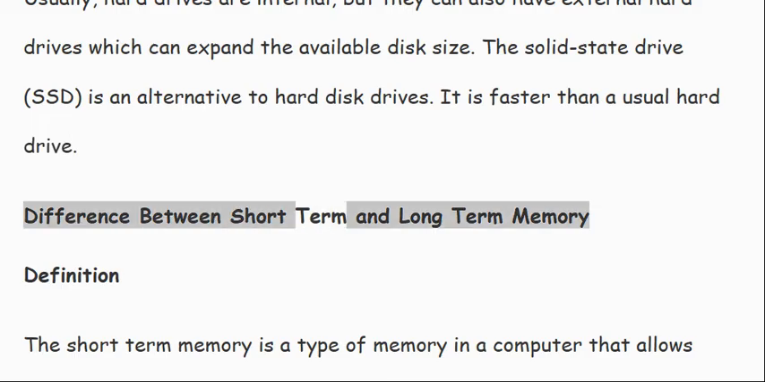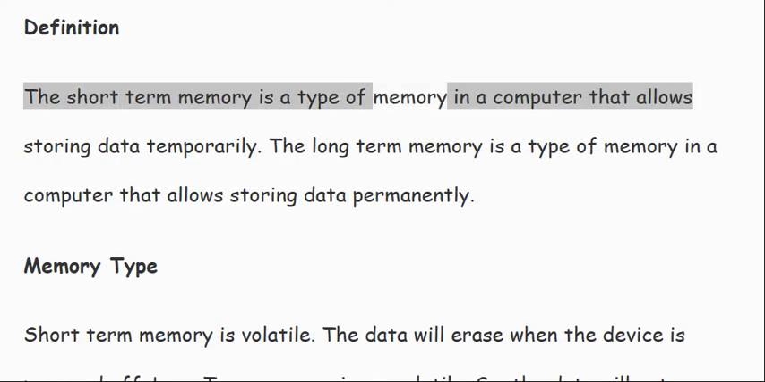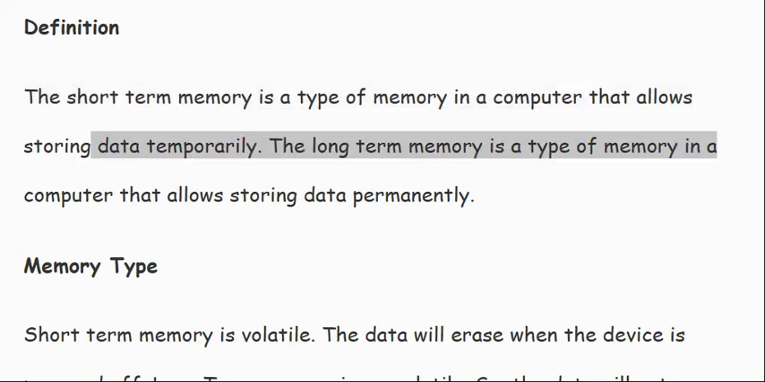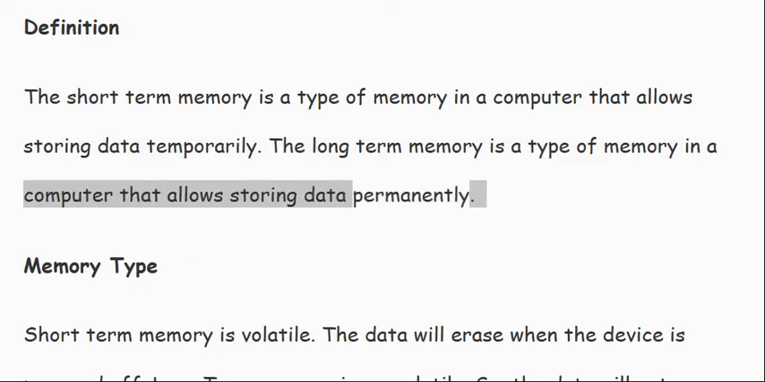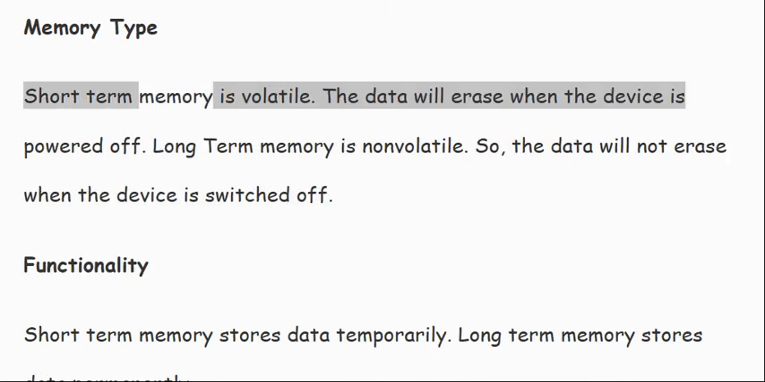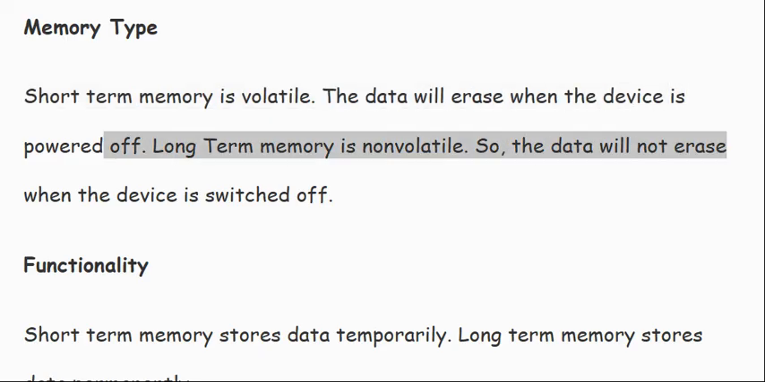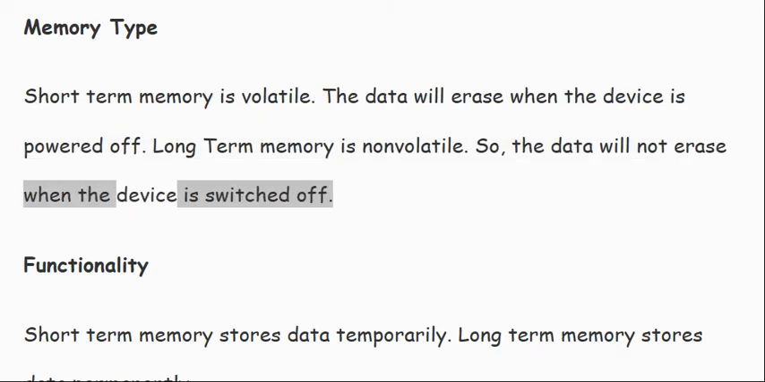Difference between short-term and long-term memory. Definition. The short-term memory is a type of memory in a computer that allows storing data temporarily. The long-term memory is a type of memory in a computer that allows storing data permanently. Memory type. Short-term memory is volatile. The data will erase when the device is powered off. Long-term memory is non-volatile. So, the data will not erase when the device is switched off.